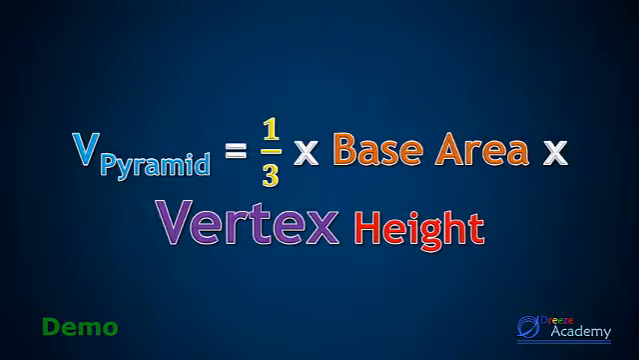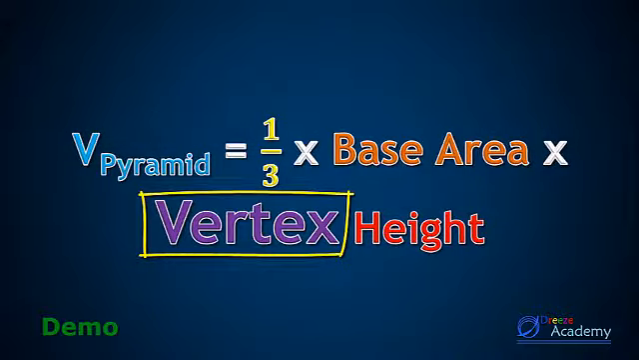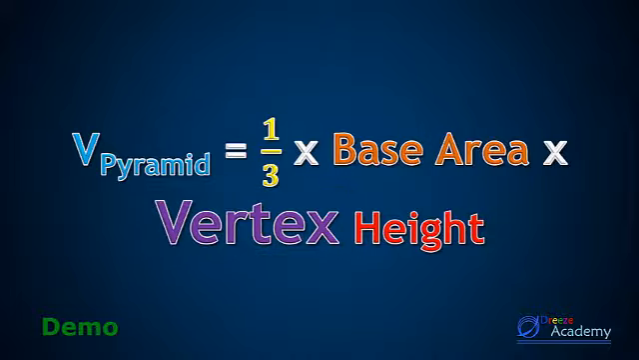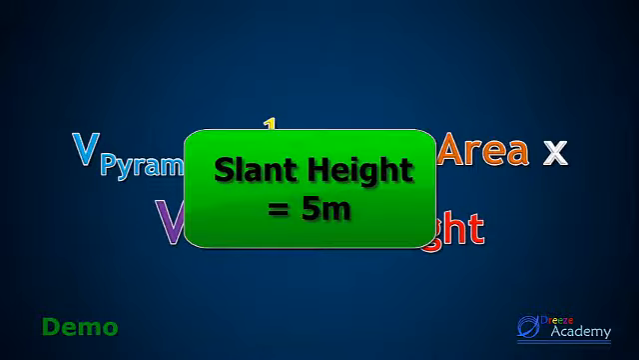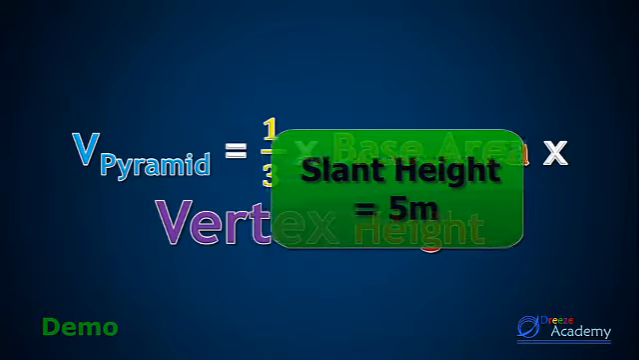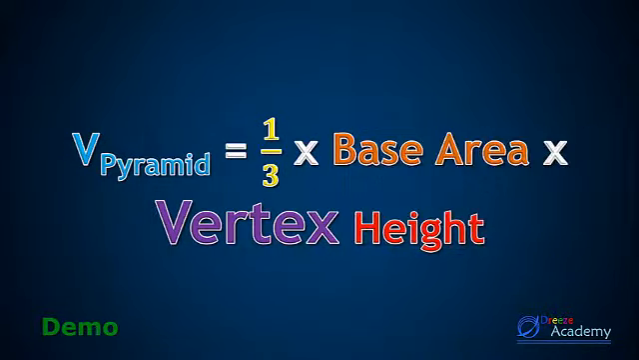That means that the height in the formula is the vertex height and not the slant height. Yes, that is what it means. And we were given the slant height to be 5 meters. Wow. But that's a problem. How do we determine the vertex height then?